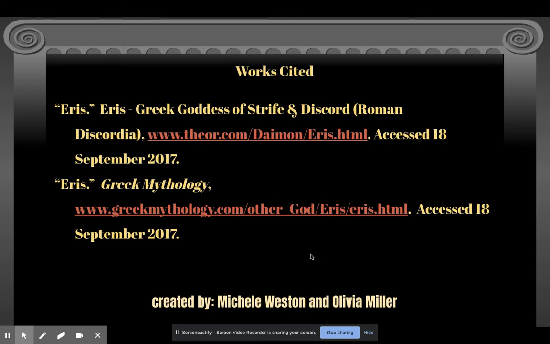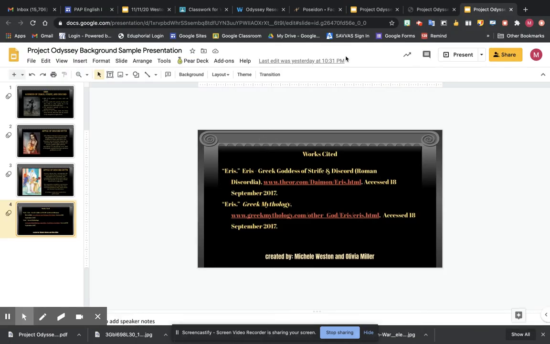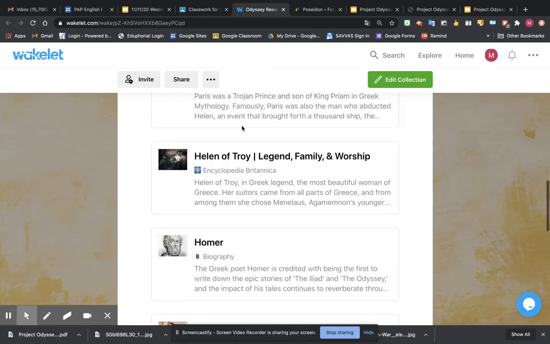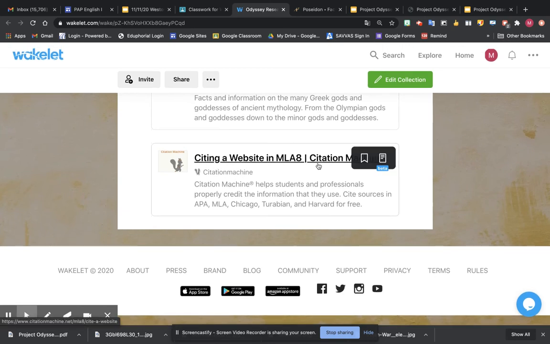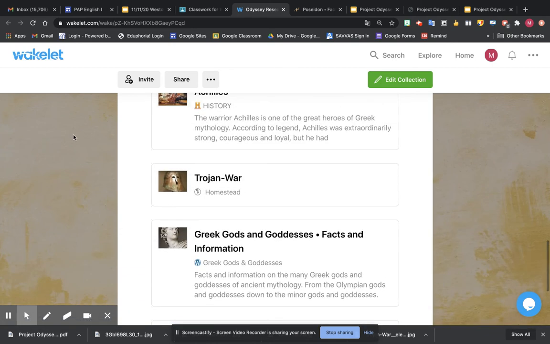And that's all that you have to do, other than your works cited page, and I'll show you how to do that as well. This is worth 20 points, I believe. Go back to the Wakelet. There's the slide citation. Here's your citation machine. Make sure you keep copies of the links. When you click on this, all you have to do is drop in the link from where you got your information, and it helps create the works cited slide, and you'll just cut and paste it into the Google Slide.